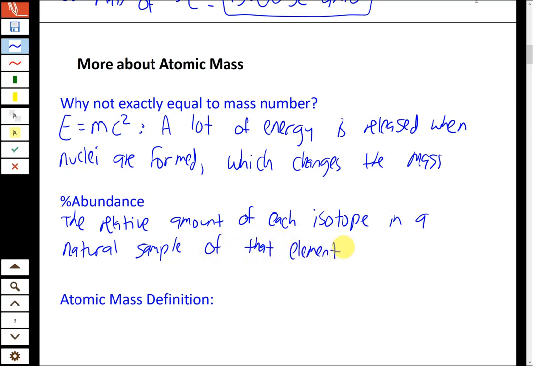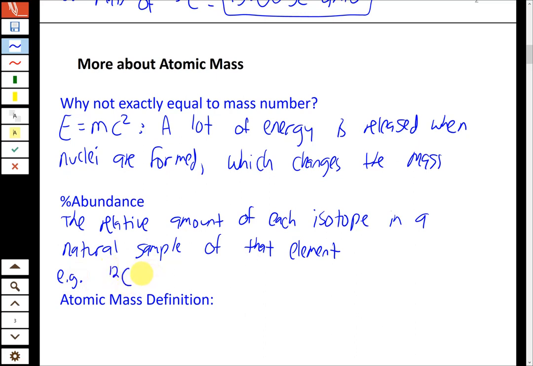And so then we need to define a relative abundance of each isotope, the relative amount in the sample. It's often referred to as a percentage, although the ratio would be just the percentage divided by 100, so both of those are kind of important. And if we have our carbon example that we've been going through, in a naturally occurring sample of carbon, it's mostly carbon-12.